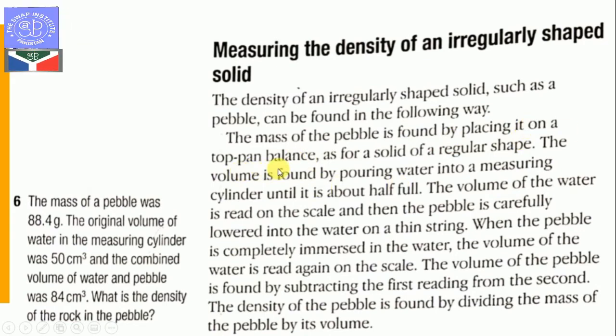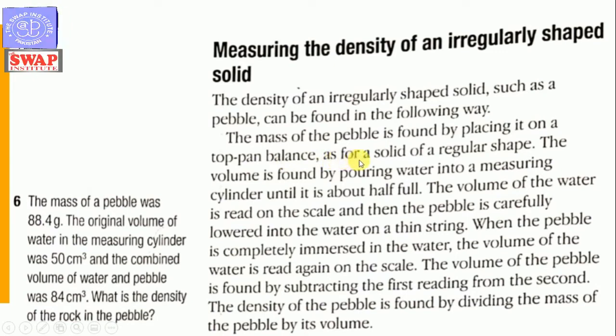This is the top pan balance, which is a more accurate mass measuring device, and the other name is digital balance, as I already discussed in the previous lecture. Underline this top pan balance for the MCQ.